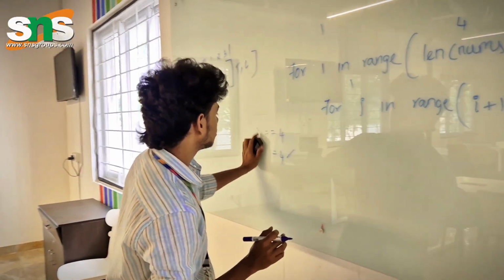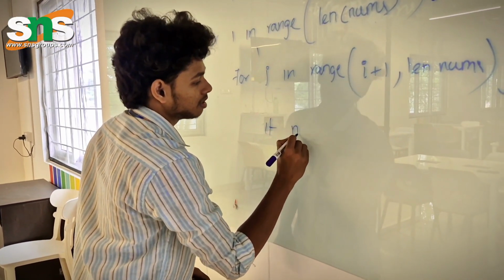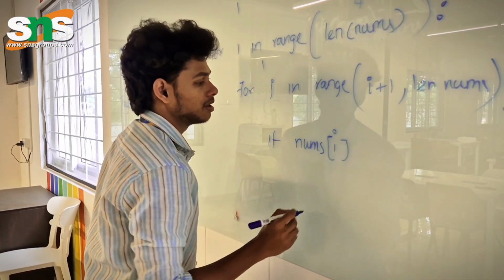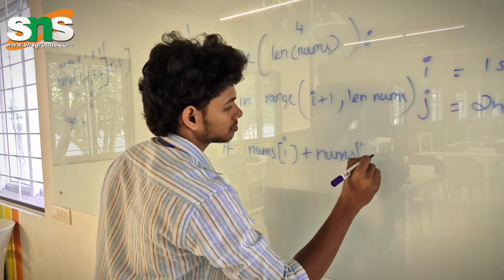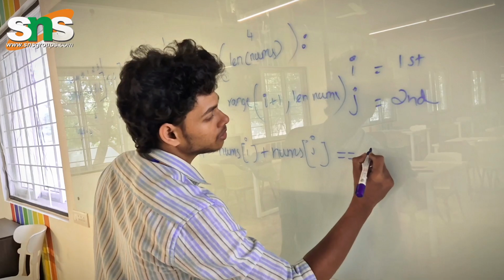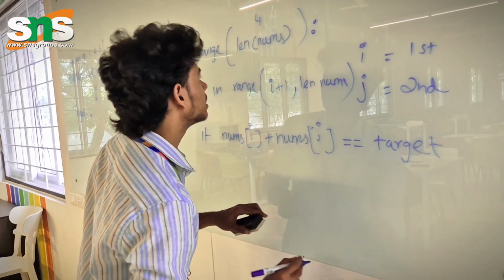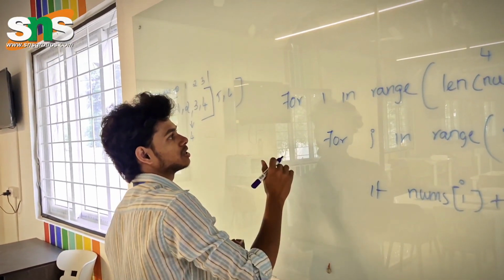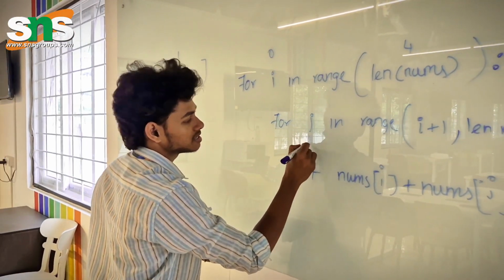For the comparison, we can use if nums of i plus nums of j is equal to target. Here we can substitute the real values. As I mentioned before, the loop will automatically start at the 0th index. So i will start at the 0th index and j will start at the first index.